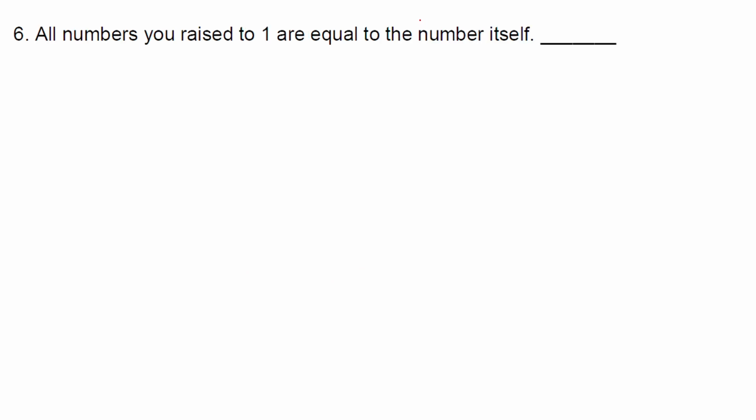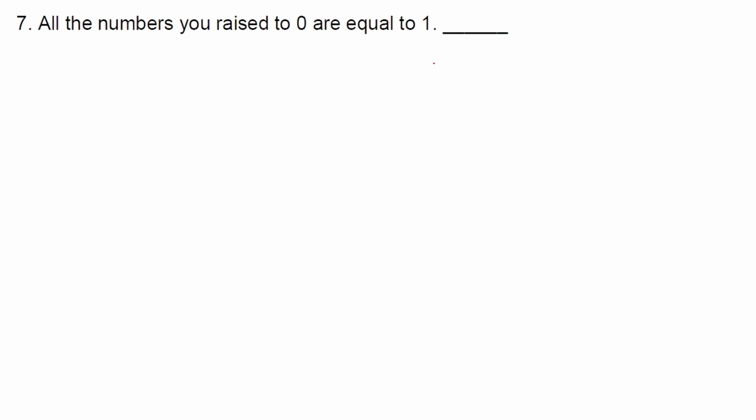Next one, number 6. All numbers you raise to 1 are equal to the number itself. Well, this one is actually true. Even if you raise 0 to 1, that's still 0. 1 raised to 1 is still 1. 2 raised to 1 is still 2. 3 raised to 1 is still 3. Nothing happens. It's just really the number itself.